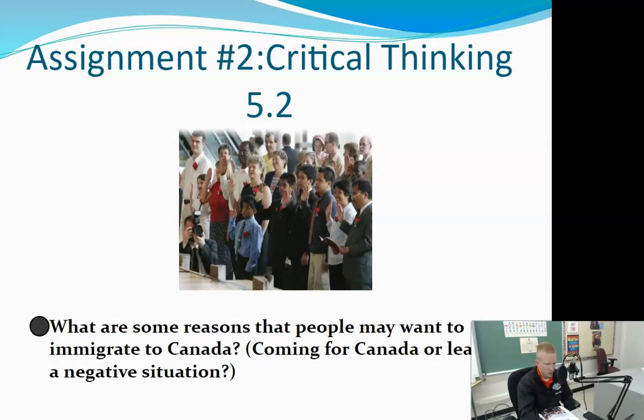And then you got your second critical thinking here. Again, just a little paragraph. A little bit of your opinion here, but you could look stuff up. You're thinking about pull and push factors here. What are some reasons that people may want to immigrate to Canada?